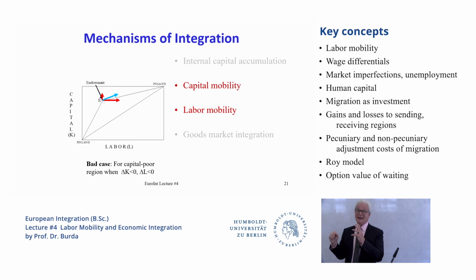So capital is moving in the same direction as labor. So this is what I call a bad case. And this could be because the production functions are fundamentally different. The Edgeworth box is the wrong way of thinking about it. It could be because of a war.